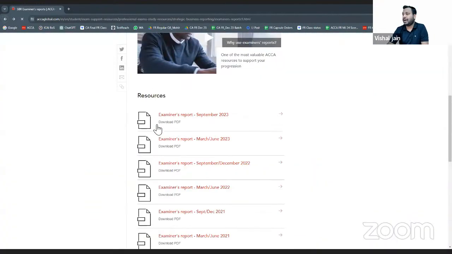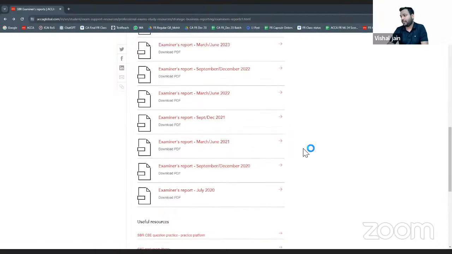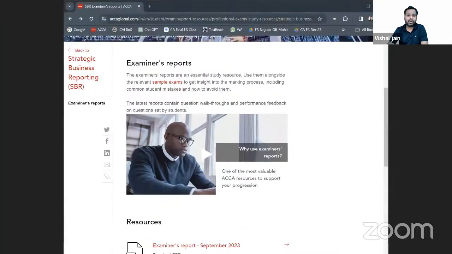Now, it is a bare minimum: you have to read the last 3 papers' examiner reports. It is a bare minimum requirement. But yes, if you read all, nothing can be better than that. Okay, this is how you have to use your ACCA examiner report. Now, moving on to the third point, that is the ACCA Study Hub.